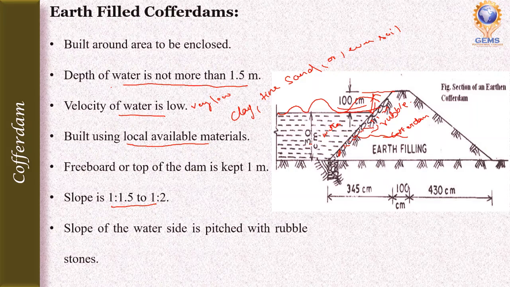To reduce this action, to eliminate this scouring action, that is scour. Scour means the action of water moving, eradicating the layer. So to reduce that scouring action, we are providing rubble stone masonry on the slope side of the water.